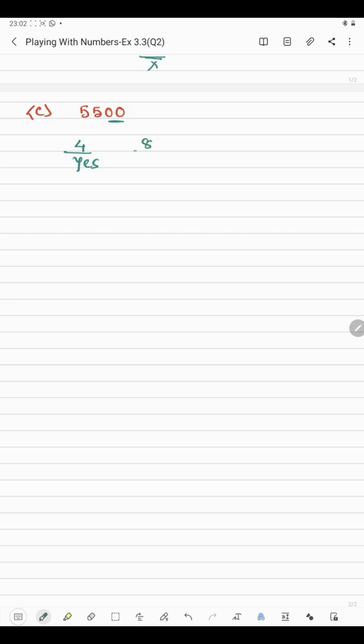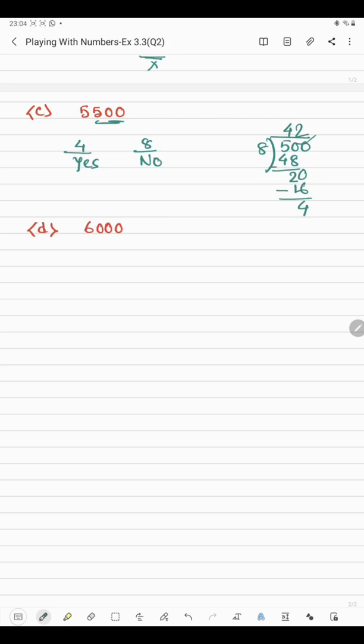Okay. Now we will check the divisibility by 8. For this we need to take the last 3 digits. So if we take 500 and divide by 8, then 8 4s are 48. So 50 minus 48 is 2. So this 0 will come down. Now 8 2s are 16. So we have 4 as remainder. Since we have got 4 as remainder, we can say that this 5500 is not divisible by 8. So we'll write no.